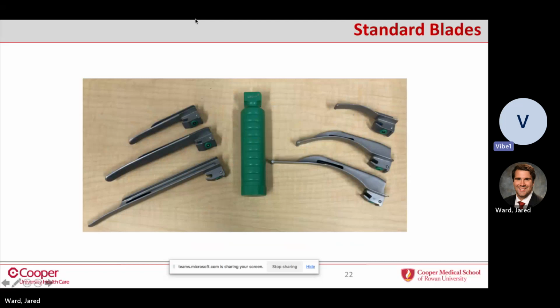There are some people with really big epiglottises that flop over and obstruct the view no matter what. But if you use a 4 Mac blade and it goes in deep enough, you can just lift it on up with the 4 Mac blade, right? You don't need a Miller blade.